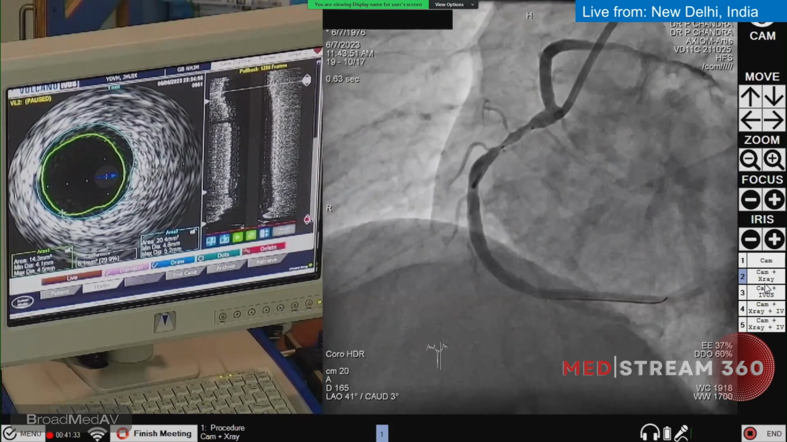We don't need to cover that. This is how imaging is. Yeah, imaging is very important, although it looks very simple.